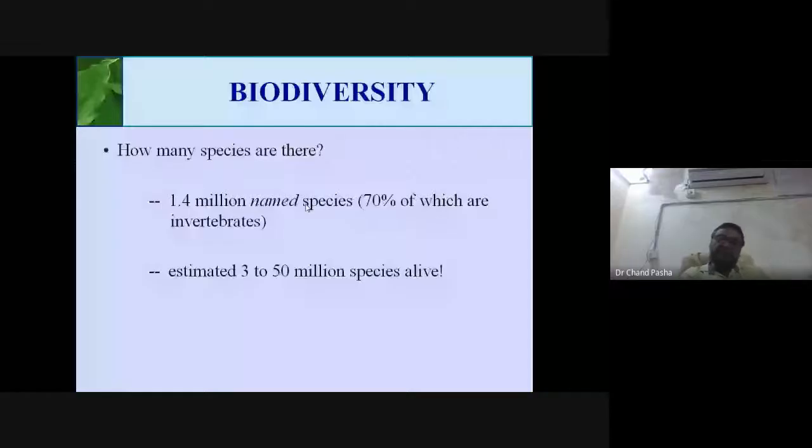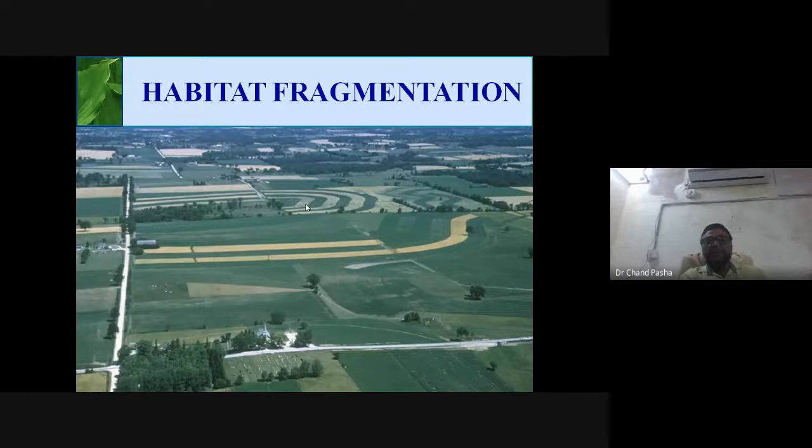Okay. So now 1.4 million named species are known. Of those, 70% are invertebrates. And it is estimated that 3 to 50 million species are alive, but we have not yet identified them. Earlier, we used to have this kind of habitat. Still, to some extent, this kind of platform is there in the US, where they spray pesticides and other things from aircraft. But now it is similar to these small segments.